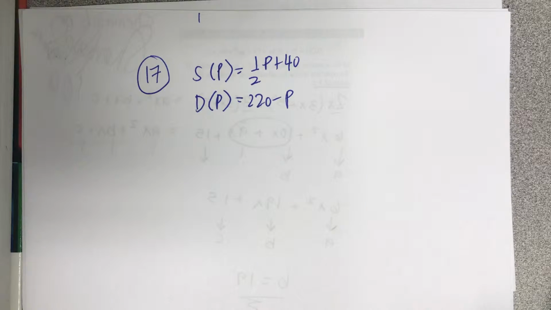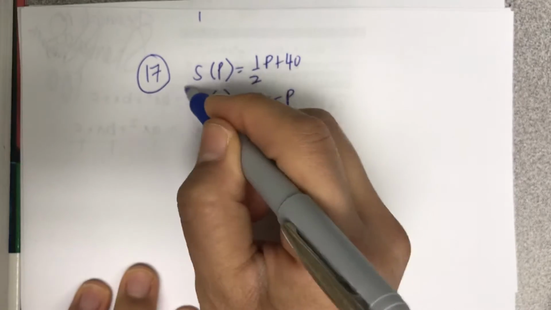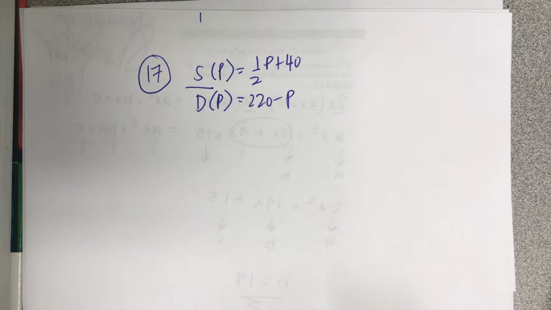How will the quantity of the product supplied to the market change if the price of the product is increased by $10? Okay, so you guys have to remember one thing. You cannot find a change unless you know what the original was. You guys all get that?